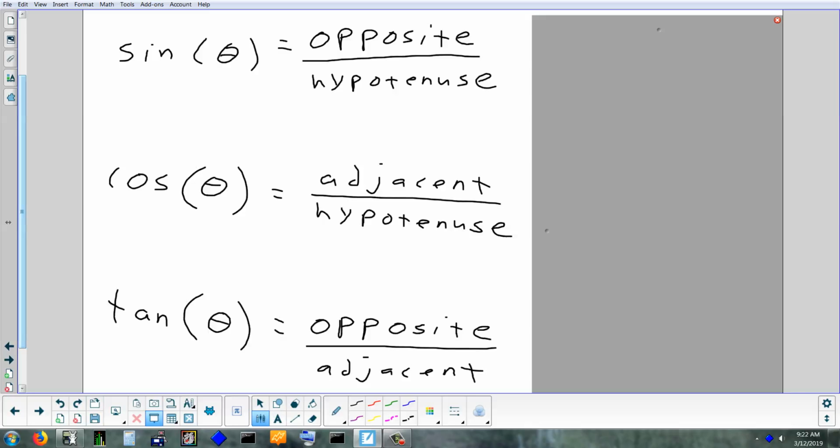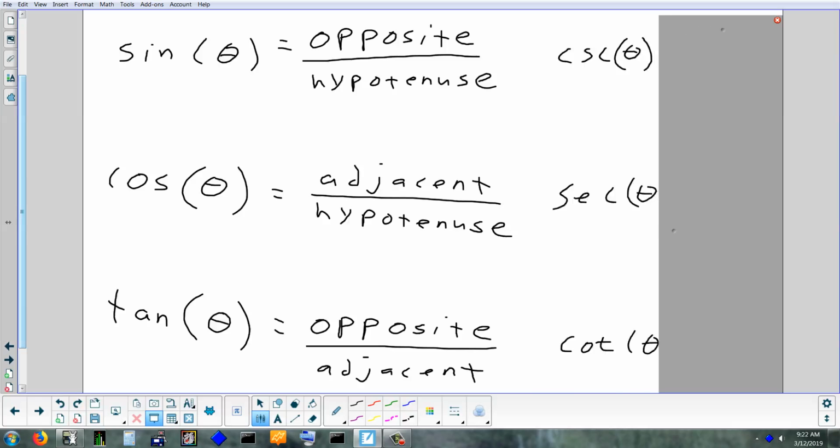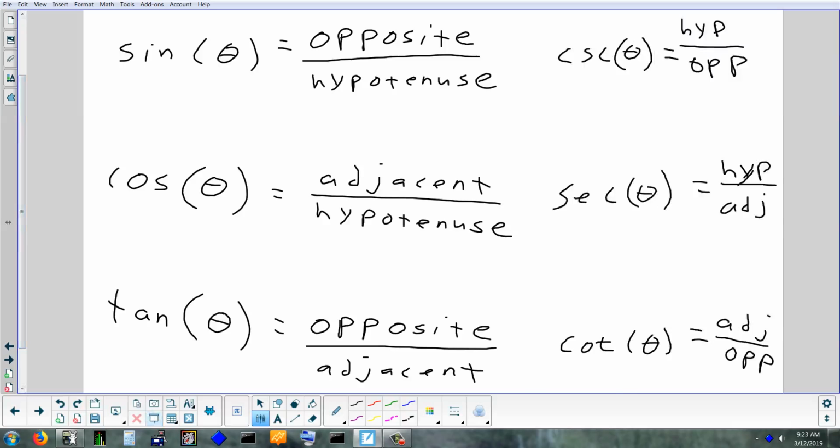Okay, so those were the first 3 we did. What's the next 3 that we always put in the other column? Cosecant, secant, and cotangent. Yep. And now, what did we always do with what was on the left? To get what's on the right, we just flipped it. So I just abbreviated because I was running out of space. But cosecant is hypotenuse over opposite. Secant is hypotenuse over adjacent. And cotangent is adjacent over opposite.